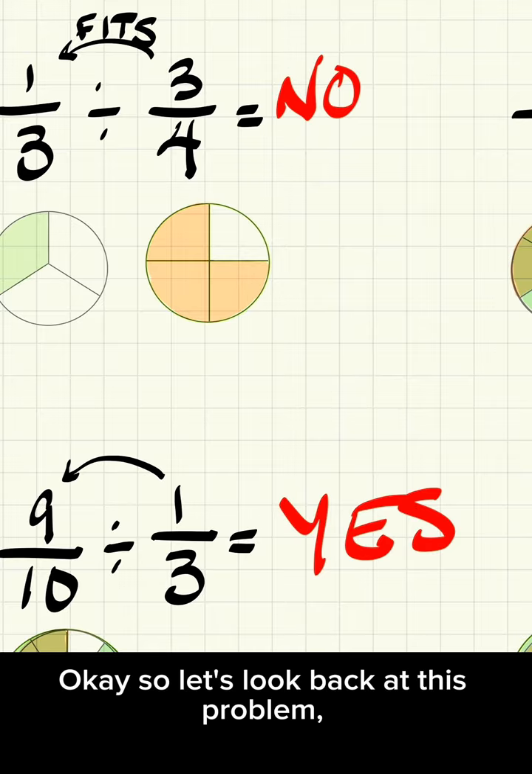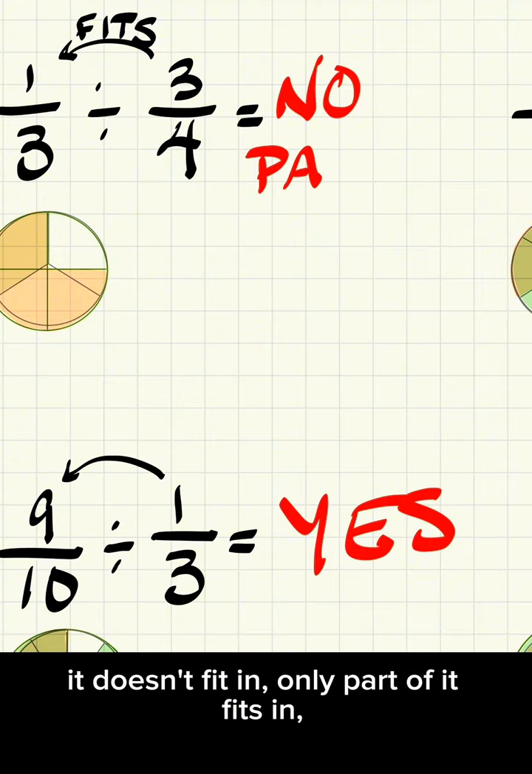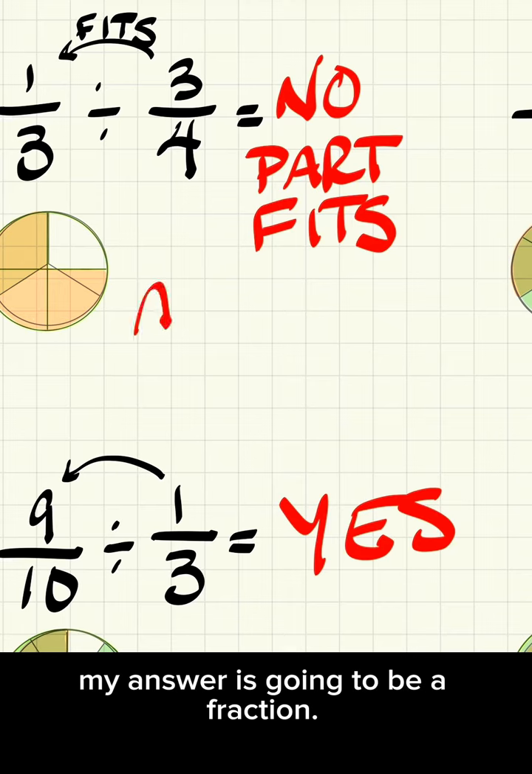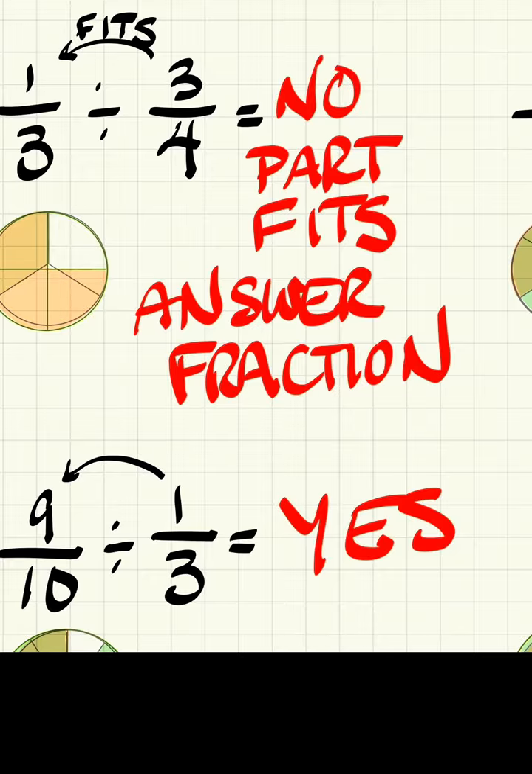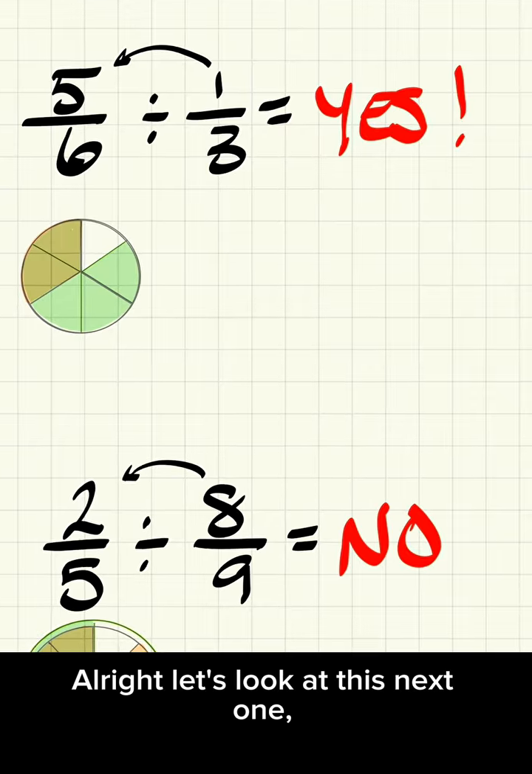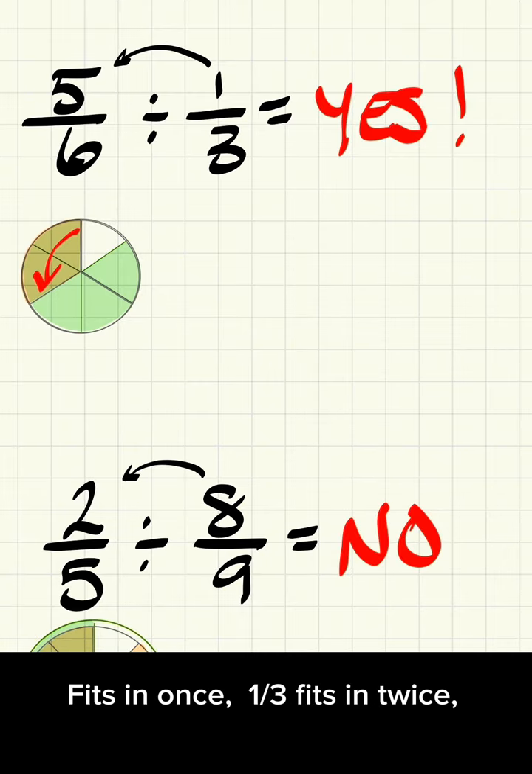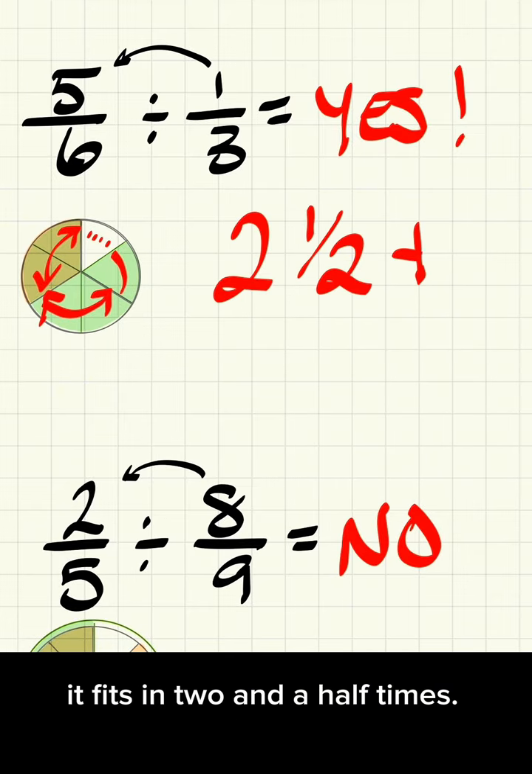Okay, so let's look back at this problem. Does this fit in? No. It doesn't fit in, only part of it fits in. If only a part of it fits in, my answer is going to be a fraction. Only a bit fits in. My answer is going to be a fraction. All right, let's look at this next one. Will this fit in? Yes, it does fit in. 1/3 fits in once. 1/3 fits in twice. And it looks like it fits in a half a time. It fits in 2.5 times.